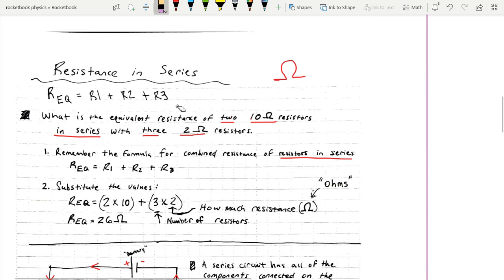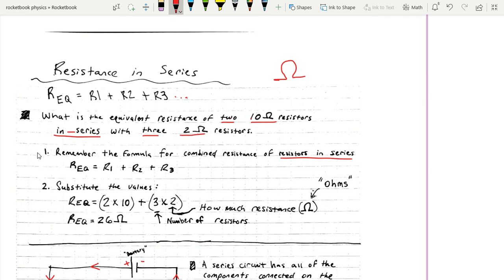Now, resistance in series. R EQ, equivalent resistance, is equal to R1 plus R2 plus R3, and however many resistors you have. All right, this is just a general formula. There you go, dot, dot, dot, to tell you it doesn't have to be 3. It could be more, it could be less. But here's your practice problem. What is the equivalent resistance of two 10 ohm resistors in series with 3 2 ohm resistors?